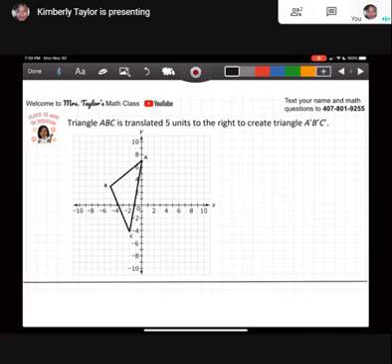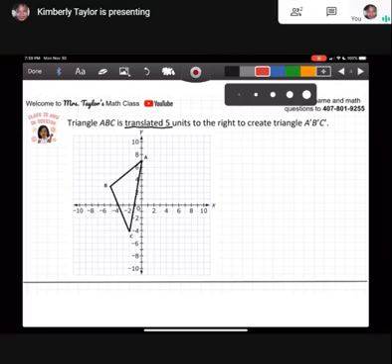So here's another problem. It says triangle ABC is translated 5 units to the right to create triangle A prime, B prime, C prime. So when you're working with a translation, and it's a translation because they tell you that, you're moving it 5 units to the right. So all you're doing is basically counting, taking each point and moving it to the right 5 units. No big deal here.